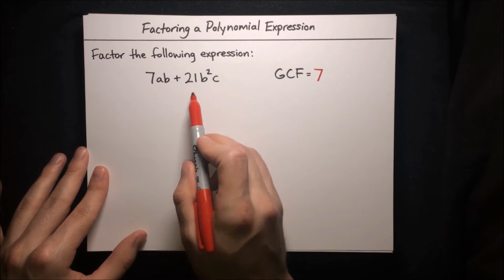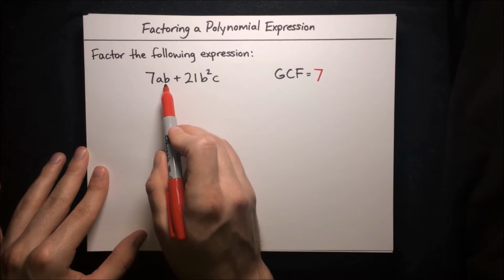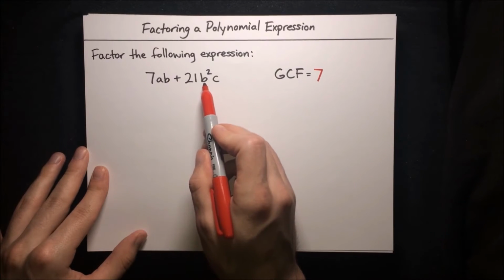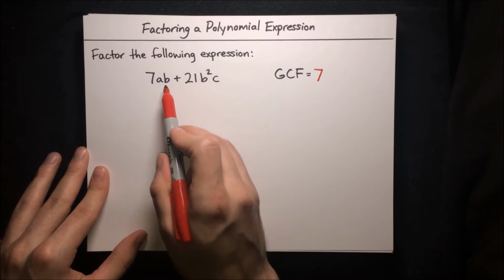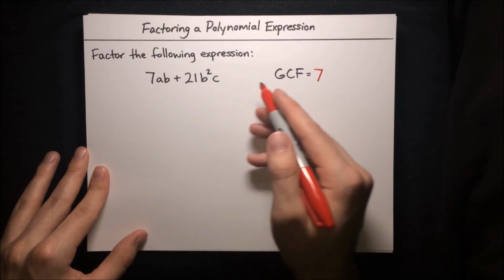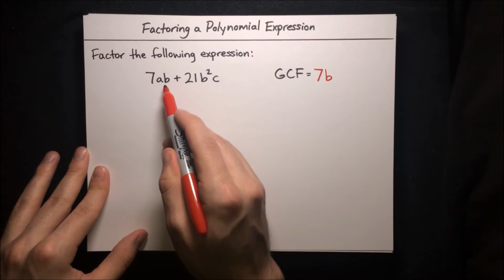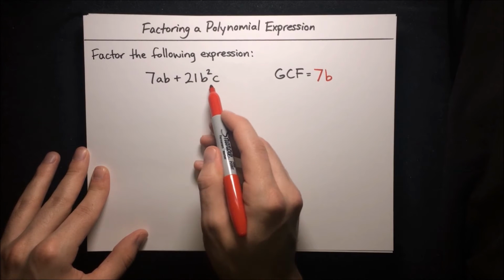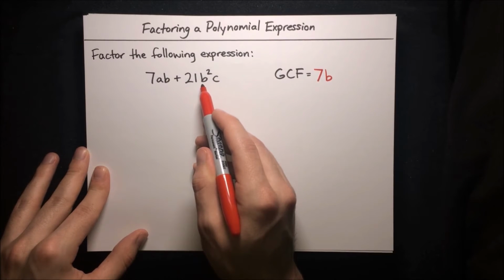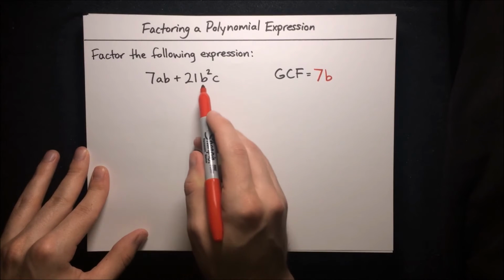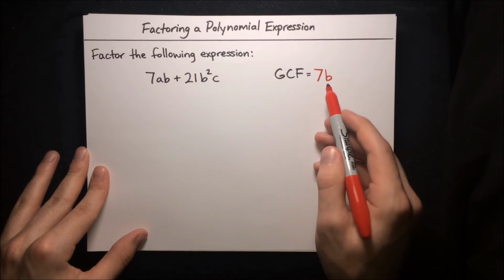Alright, moving on to the next variable, b. There's a single b in 7ab, and then there's a b squared in 21b squared c. Now what is the highest power of b that divides both b and b squared? Well, it's just b to the first, or just b. In other words, 7ab contains a single b, 21b squared c contains 2 copies of b multiplied together, so the highest number of b's contained in each term is just a single b.